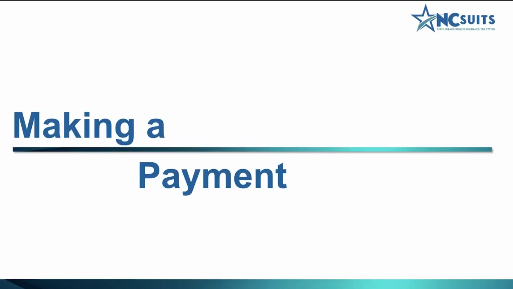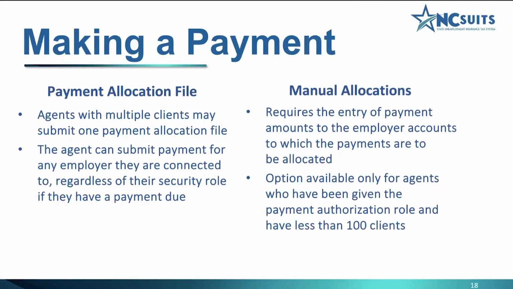The last thing we'll cover is how to make a payment on behalf of an employer by either entering allocations manually or by submitting a payment allocation file. For payment allocation files, agents with multiple clients may submit one file. The agent can submit payment for any employer they are connected to, regardless of their security role or if they have a payment due.